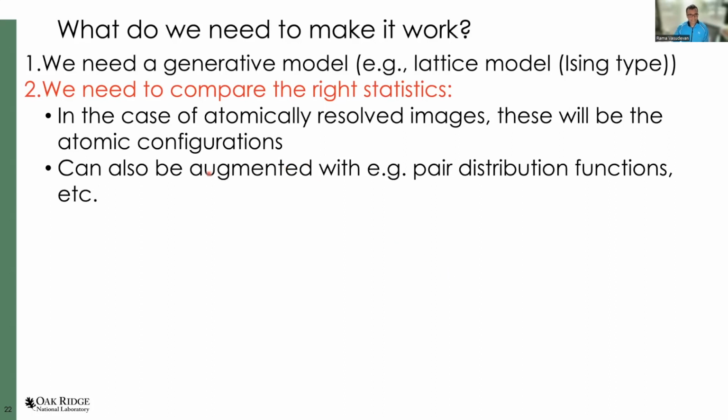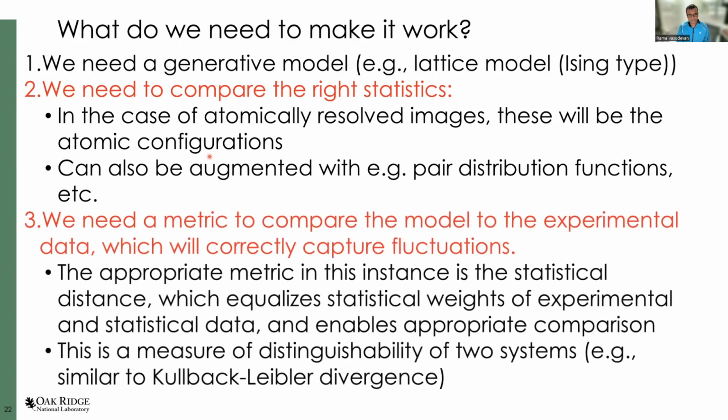But basically, we need to compare the right thing, and the right thing to compare is the neighborhoods of the atoms themselves, the neighborhoods of what it is that we're trying to image. We can make those the so-called configurations. We can also augment this with things like pair distribution functions taken from scattering data and so forth. There are different ways to compute these statistics and measure them. And then, very importantly, we need a metric to compare the model to the experimental data, which will correctly capture the fluctuations.